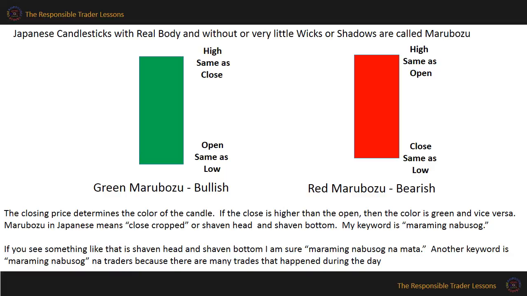The closing price determines the color of the candle. If the close is higher than the open, then the color is green and vice versa. Marubozu in Japanese means close crop, or shaven head and shaven bottom. My keyword is maraming nabusog. If you see something like that, shaven head and shaven bottom, I'm sure maraming nabusog na mata. Another keyword is maraming nabusog na traders because there are many trades that happened during the day.